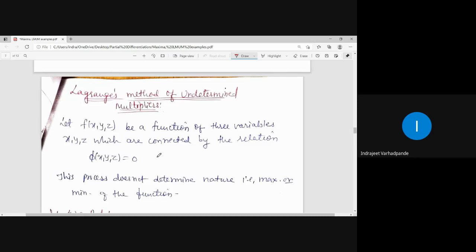So in this case, f of xyz is a function of three variables which is connected by the relation phi of xyz equal to 0. This will be the original function which is to be shown maximum or minimum.